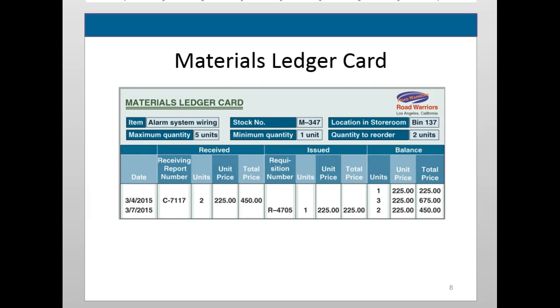Now here's a materials ledger card. This is when the material comes in, and this you could have on a computer also.